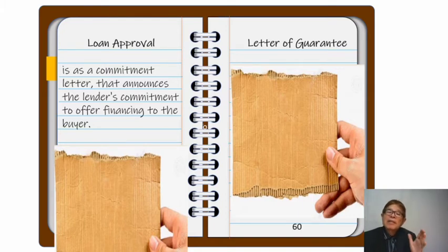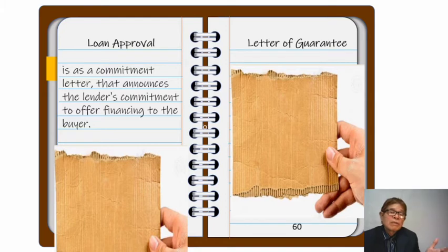But since the bank requires that the title should be in the name of the buyer before they can release the loan proceeds, on the part of the seller, he might also be hesitant because he wants to be paid in full before signing an agreement that he is willing to transfer the title in the name of the buyer.